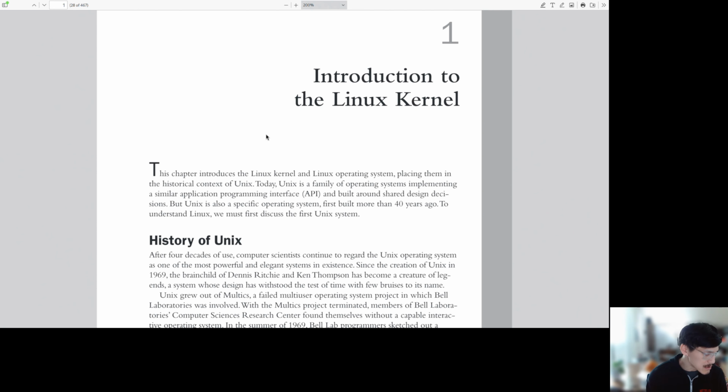The introduction to the Linux kernel. This chapter introduces the Linux kernel and the Linux operating system, placing them in the historical context of Unix. Today, Unix is a family of operating systems implementing a similar application programming interface, or API, built around shared design decisions. But Unix is also a specific operating system, first built more than 40 years ago. To understand Linux, we must discuss the first Unix system.